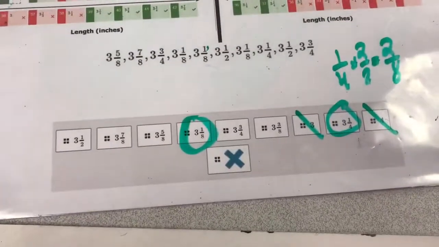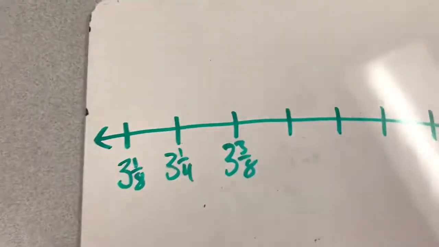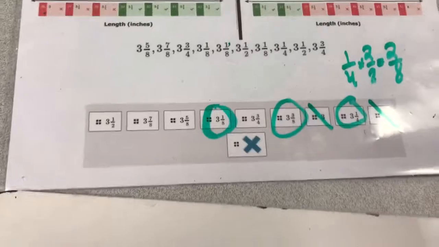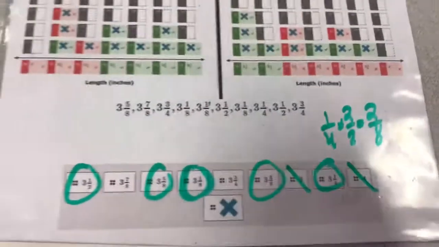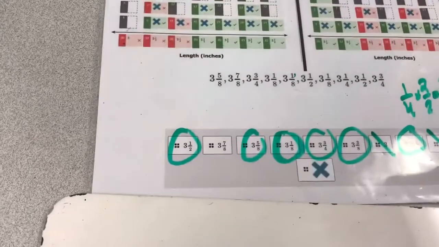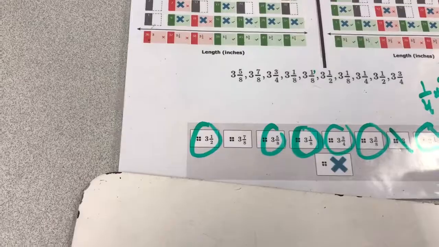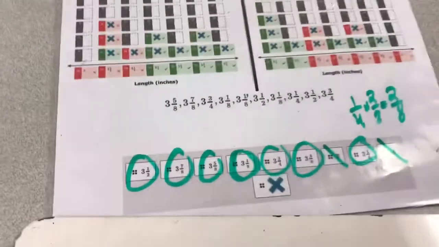And now I'm looking for 3 3/8, which, bada bing, bada boom, right there, 3 3/8. And then I'm going to look for 3 4/8, but I don't see it, but I know that 4 is half of 8, so I know that 3 1/2 is equivalent to 3 4/8. Now I need 3 5/8. Again, I don't see a 3 6/8, but I know that 6/8 simplifies to 3 3/4. And then my last one obviously then has to be 3 7/8, just like so.